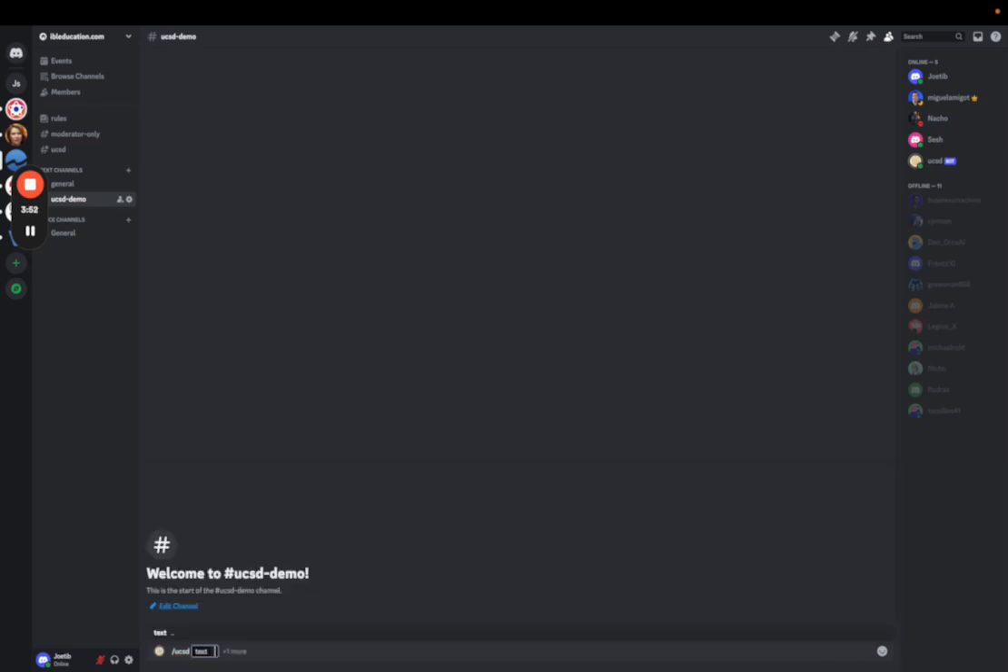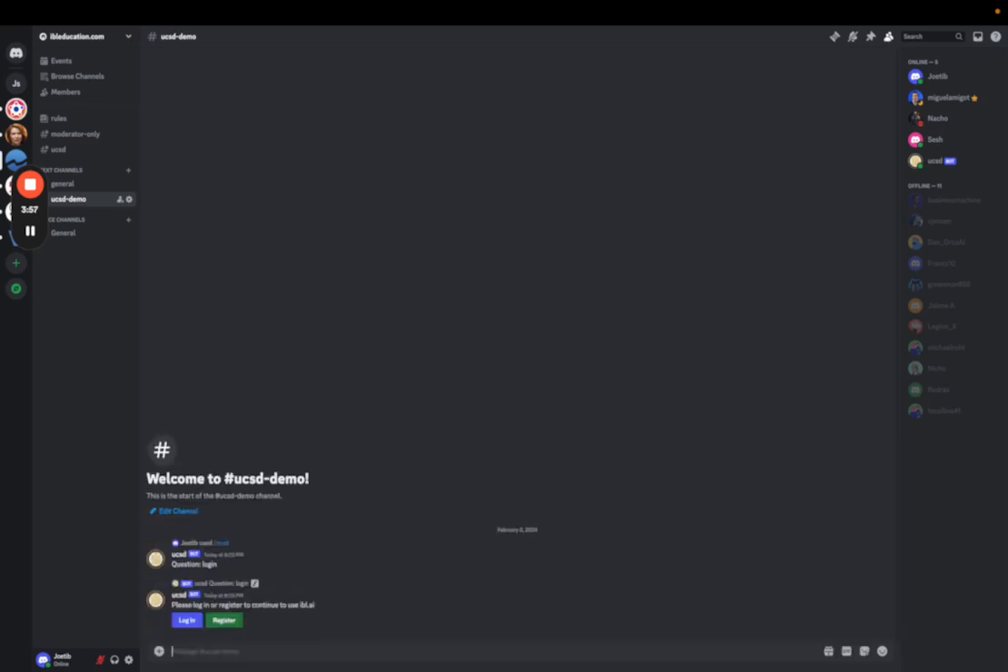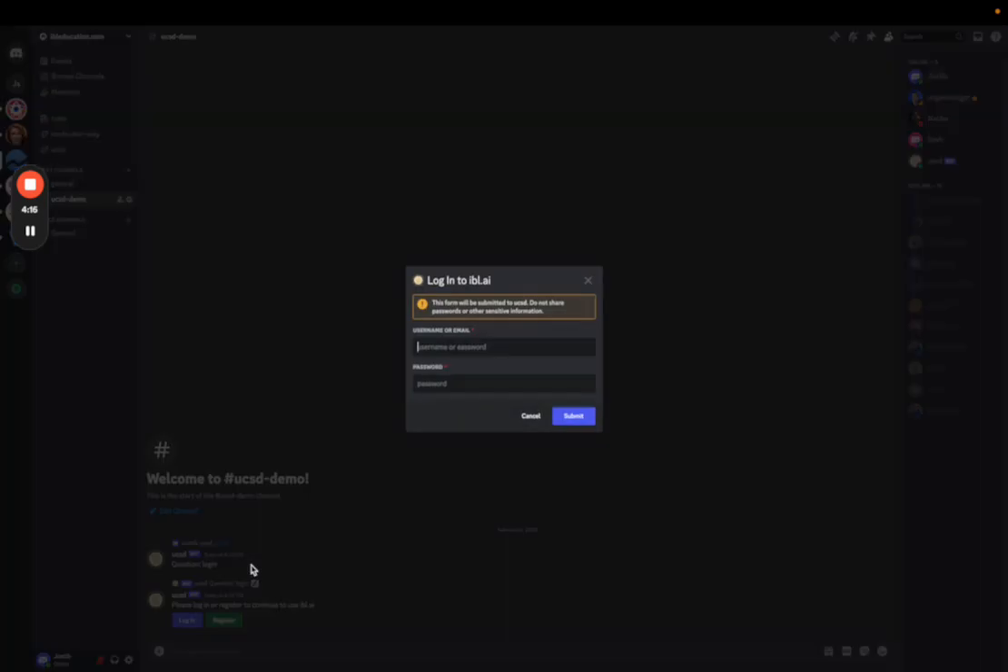To start with and to connect accounts, I'll do something like UCSD login. When I do, because my Discord account is not yet connected to any IBL Education account, I'll be presented with this interaction where I'm asked to either log into an existing IBL Education account or register a new one. To make things straightforward, I'll go with the login option, and I'll enter my password.